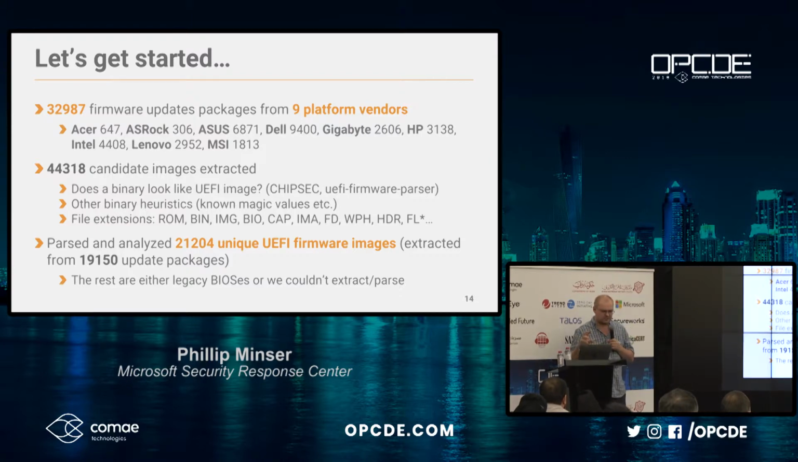And then we run the analysis, and we detect if this is really UEFI-based firmware or not. So we detected more than 21K unique UEFI firmware images. You might ask, what is the rest? What is the almost 20K images? So we believe they are legacy images, or images whose format we don't know and we couldn't decode them.